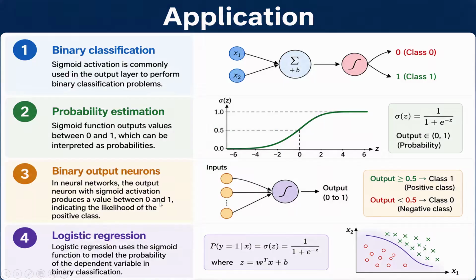Now, what are the applications of sigmoid activation function? So sigmoid activation function is used in binary classification, probability estimation, binary output neuron. If you want the output between 0 to 1, then again sigmoid activation function is used and it is used in logistic regression. So these are the applications of sigmoid activation function.